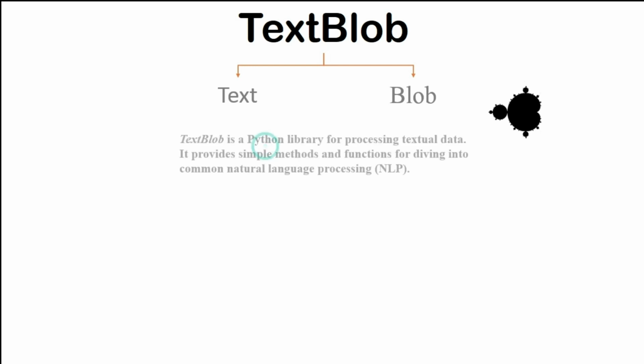So by definition, Textblob is a Python library for processing textual data. Okay, so keep in mind that it is a library for processing textual data. So it provides us simple methods and functions for natural language processing. Or if I say it provides us simple APIs for natural language processing, then it will be quite good.